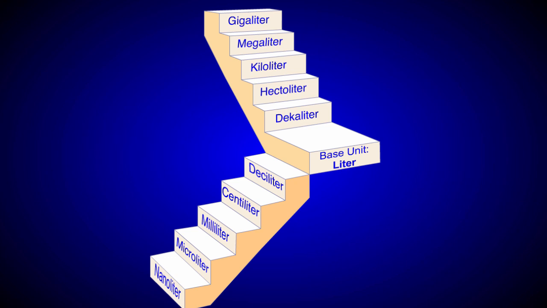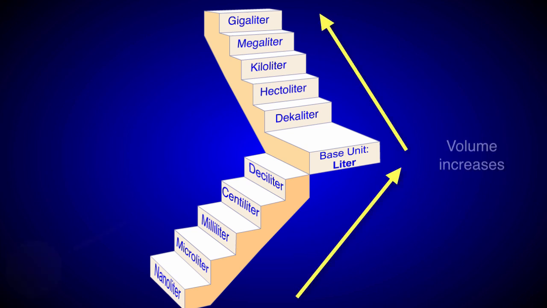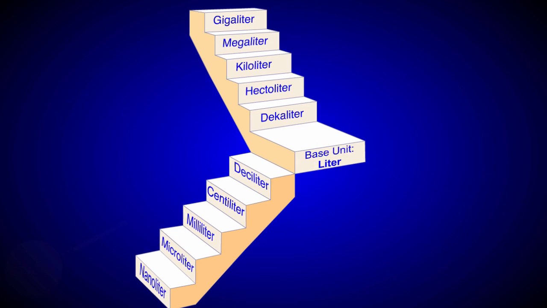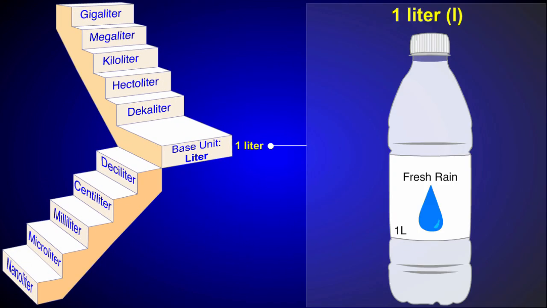Let's quickly review the metric staircase that we discussed in previous lessons. Remember that as you move up the staircase, volume measurements increase in multiples of 10, and as you move down the staircase, volume measurements decrease in multiples of 10. Let's begin with the base metric unit of volume, the liter. To get an idea of scale, consider a bottle of water. A medium-sized bottle of water bought from the supermarket holds about 1 liter of fluid.